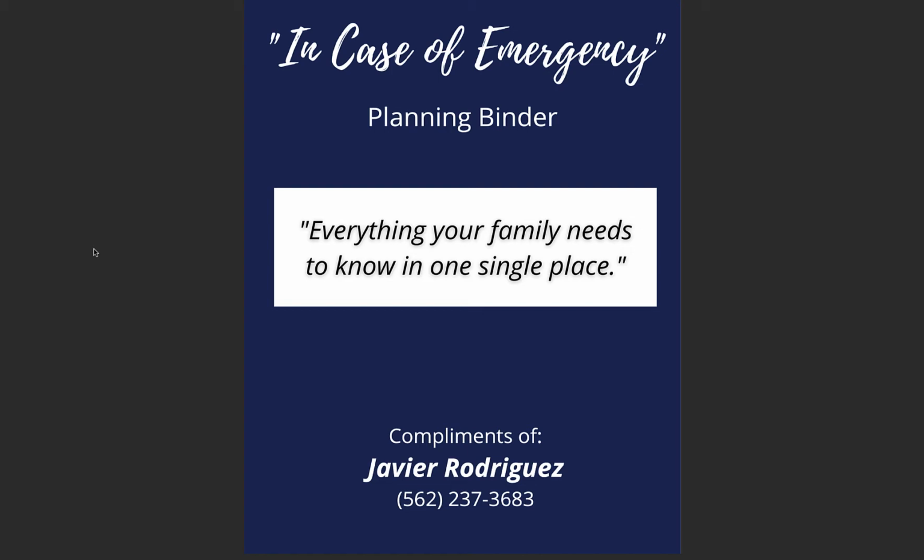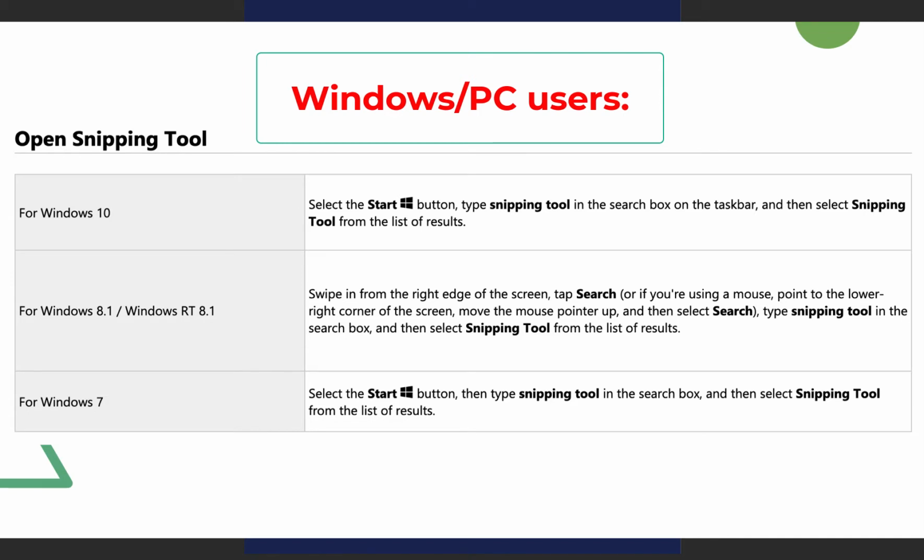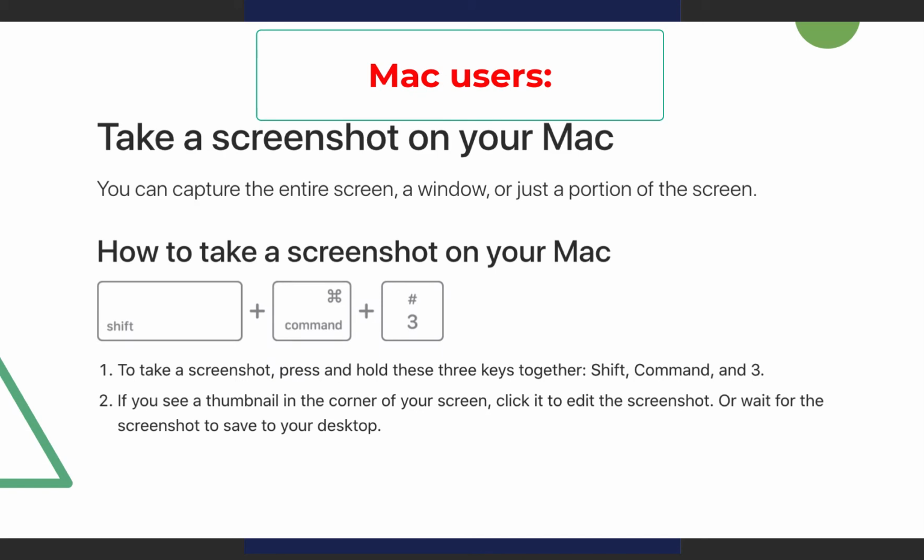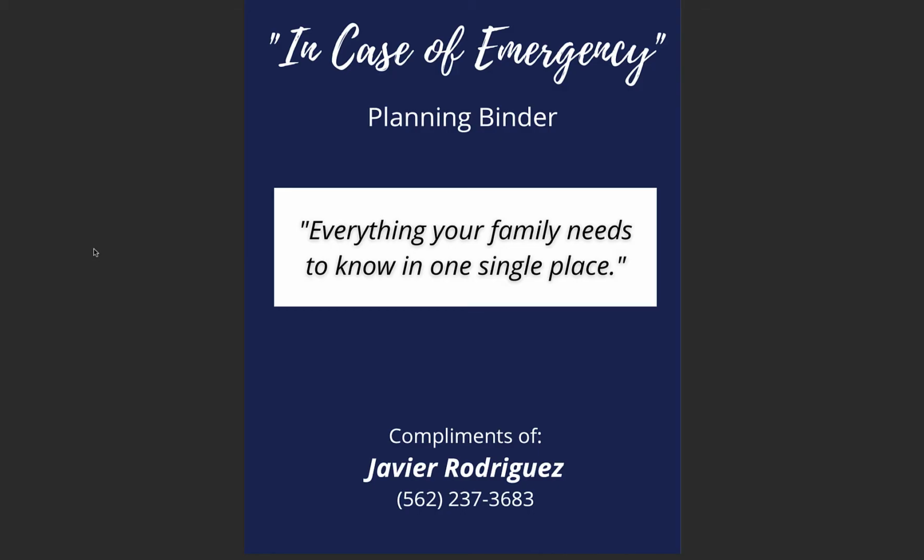There are two ways to do it. I'm going to put up instructions here on how to fire up your snippet tool, which you are able to utilize whether you have a Mac or a PC, and it's built into the system for you to capture an image. I personally use what's called Snagit, which is from the same company that makes Camtasia.